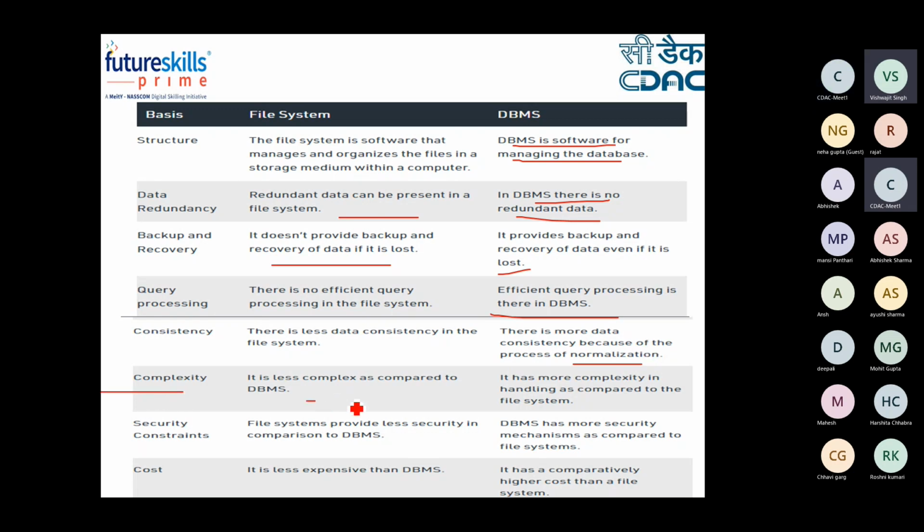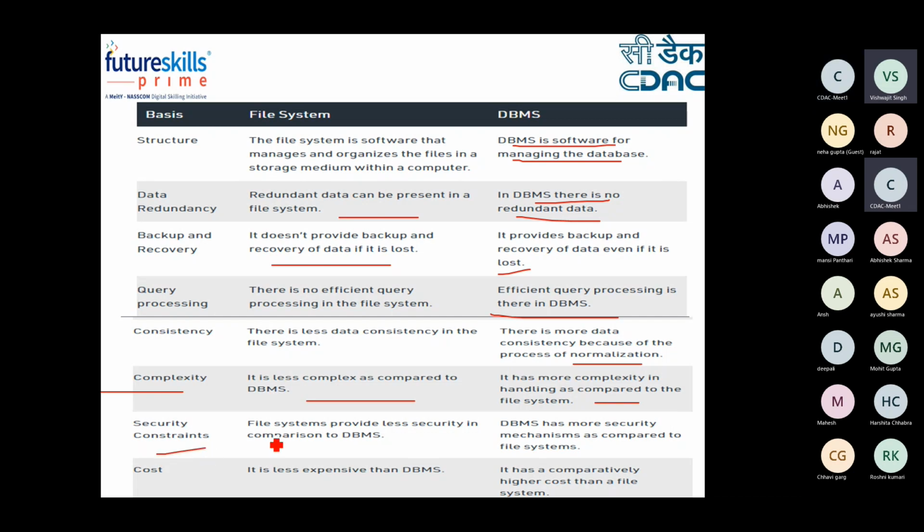Complexity. There is no complexity in a file system. A file structure is defined, and into that file you can input your data and read your data. While DBMS is very complex. Why? Because it is software, and that software contains many modules, so it is very complex to handle. You require special training, and after that training you can handle a large amount of data.